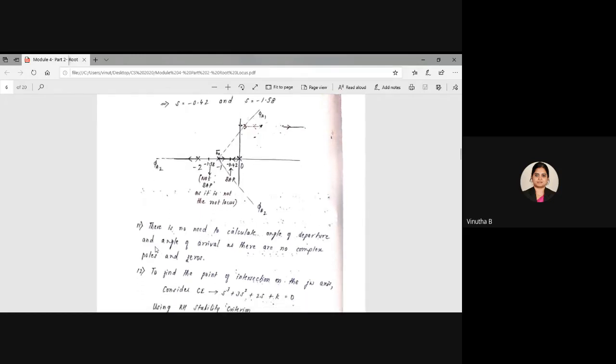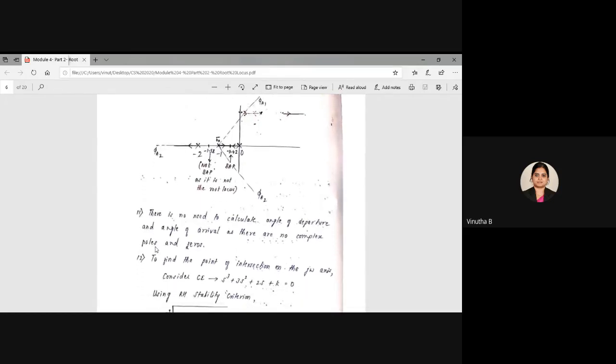Once you have got this, what is it that you have to find out next? The next step will be to find either the angle of departure or the angle of arrival. But since we have not got any complex poles or complex zeros, we do not have to compute that step. So there is no need to calculate the angle of departure and angle of arrival as there are no complex poles and zeros, isn't it? So you can just easily skip that step.